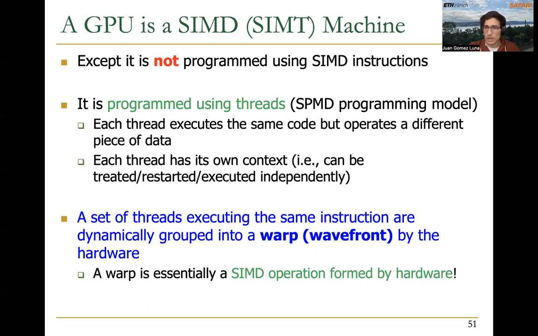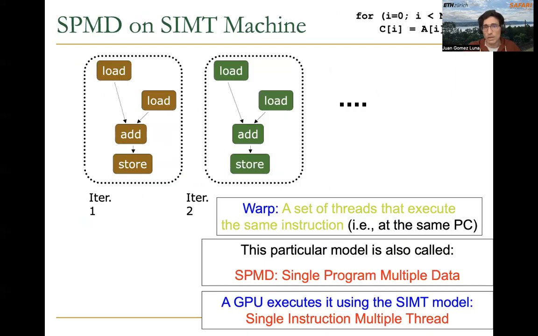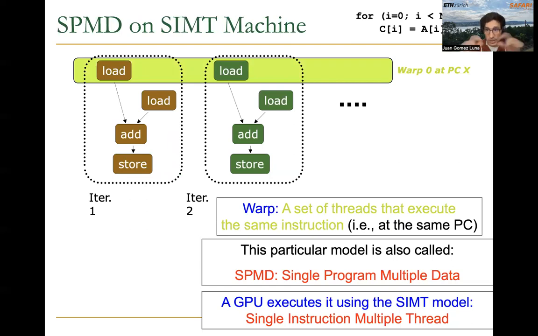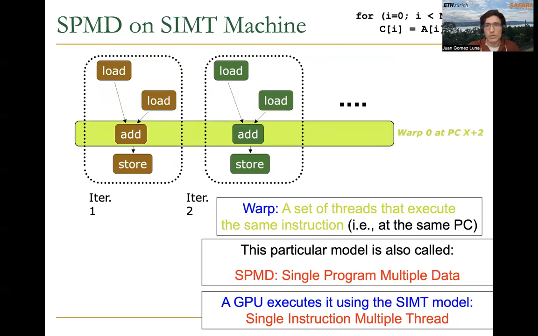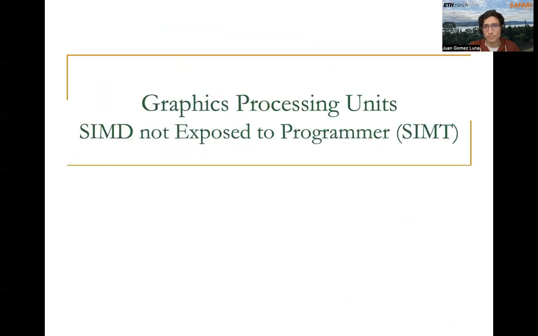Warp is NVIDIA terminology, while wavefront is AMD terminology. But one warp is basically a SIMD operation formed by the hardware. So what the hardware is going to do when it receives all these instructions from individual threads is put them together in a SIMD instruction that is called a warp instruction. So this would be instruction X for warp 0. This could be instruction X plus 1 for warp 0. This is X plus 2 for warp 0, and so on and so forth.